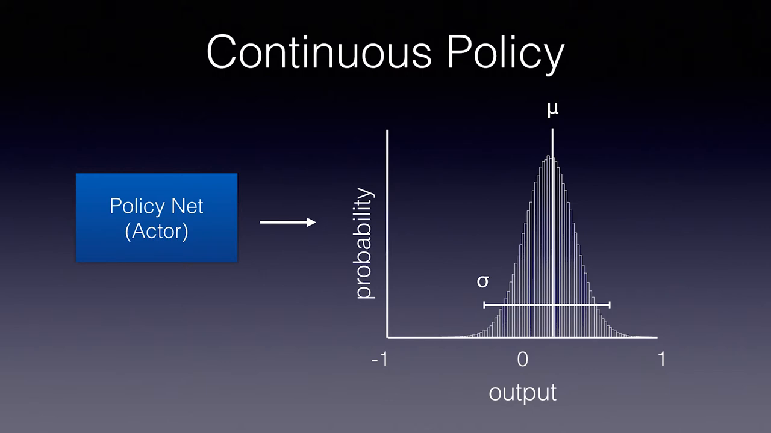This is how far from the center, on average, the values we sample are going to be. As the network gets more and more certain about the optimum value to output, sigma gets smaller and smaller, which means we're exploiting instead of exploring.